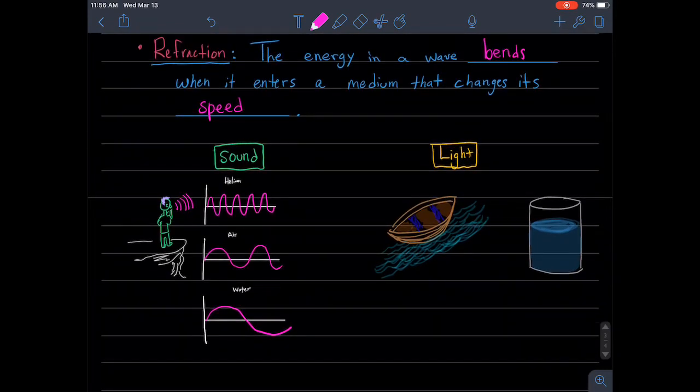So that's my best way to kind of describe refraction in terms of sound, but it's really a phenomenon of light. So if we think about light, if you were sitting in a boat and if you put your oar into the water, you'd be like, oh my goodness, what happened to my oar? When it's in the water, it looks like it's bent.